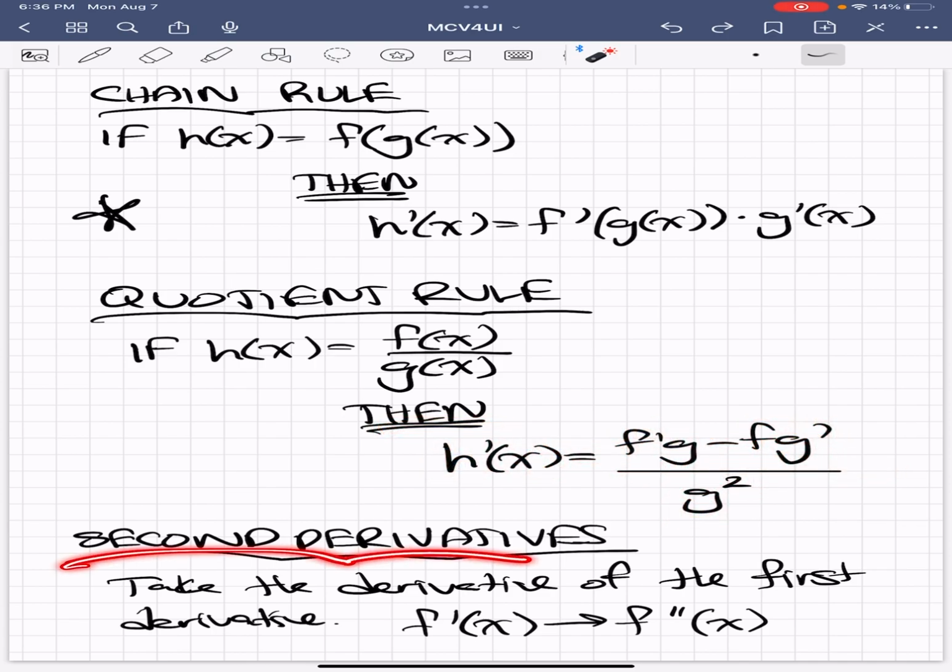Then we have second derivatives, and that's when you take the derivative of the first derivative and you use 2 slashes instead of 1 slash to indicate second derivative. This is sort of like a cheat sheet if you are doing a test on derivatives, so I strongly recommend writing this down and using it as you go along in your practice questions.